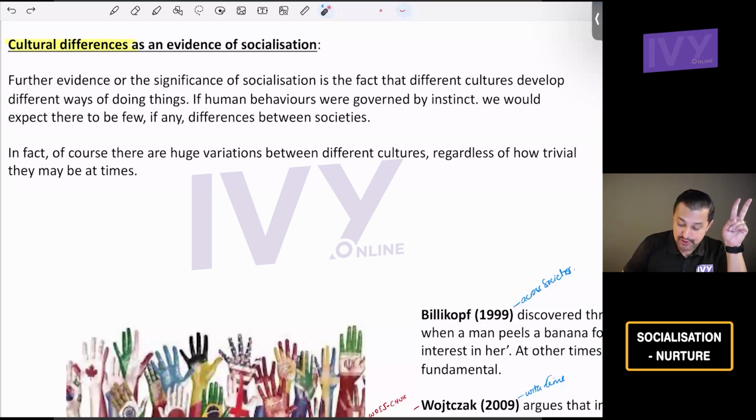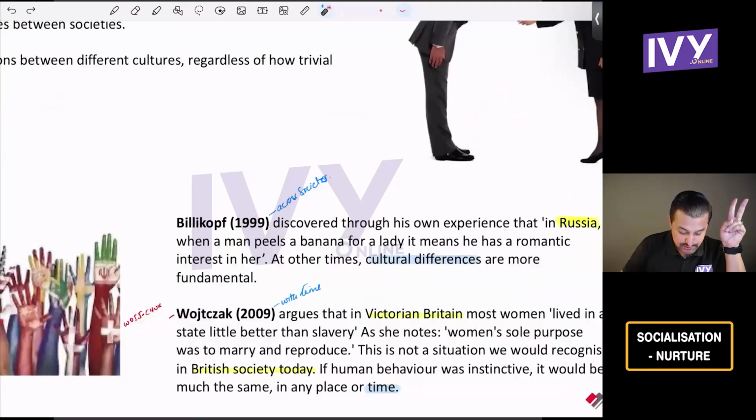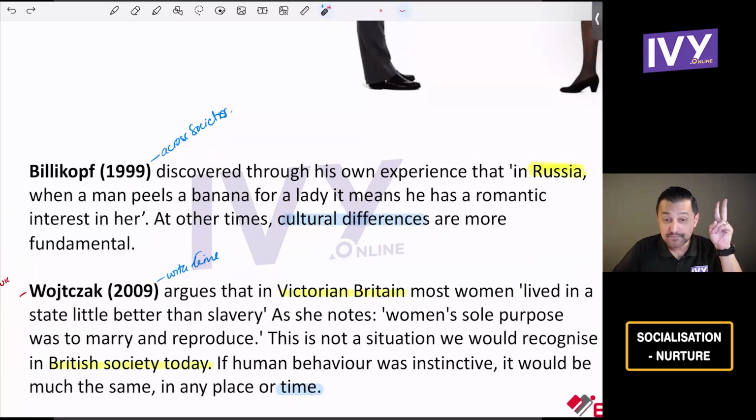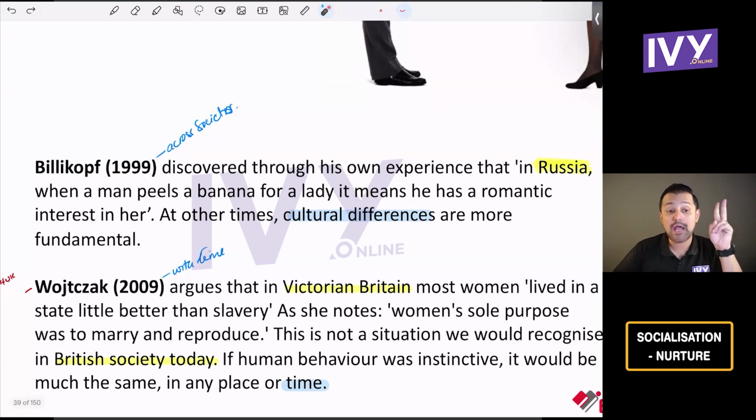Another example of cultural difference that we could discuss over here was by Bilikoff in 1999. Bilikoff compared different societies and discovered through his own experience that in Russia, when a man peels a banana for a lady, it means he has a romantic interest in her. At other times, cultural differences are more fundamental. Now, this could be another example. You want to learn it, you learn it. This is an example actually picked from your course book.